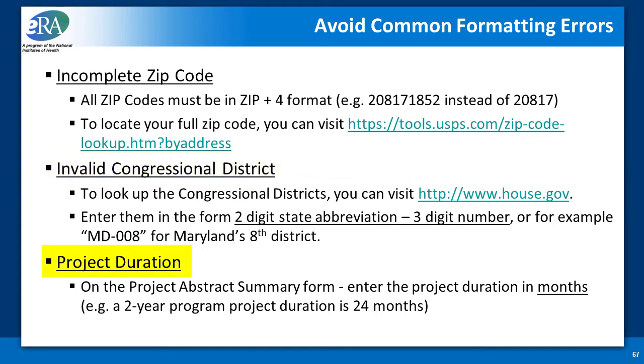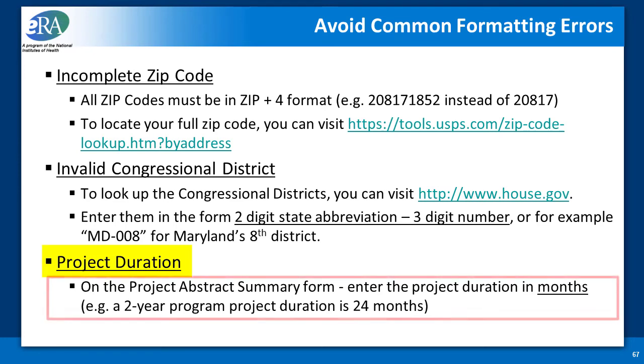On your project abstract summary form, you're asked for a project duration. This is in months, which is not clearly specified on the form. So if you are submitting for 2 years of funding, you will need to enter 24 months.